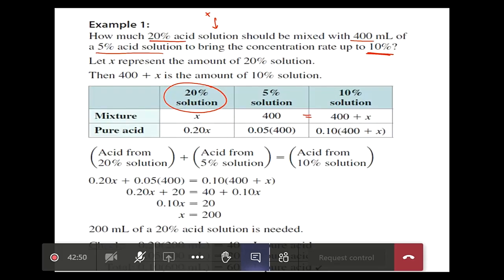10% for what? The total quantity is 400 milliliters of 5% acid, plus X. X is unknown, so I don't know how many milliliters of the 20% acid solution. So this is the equation.